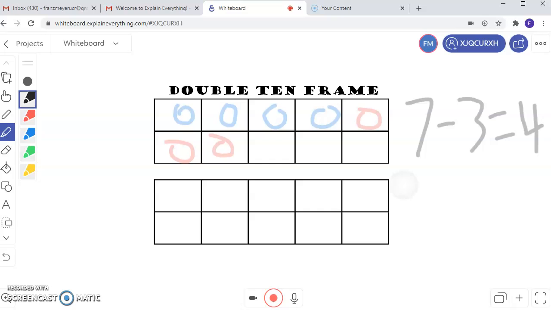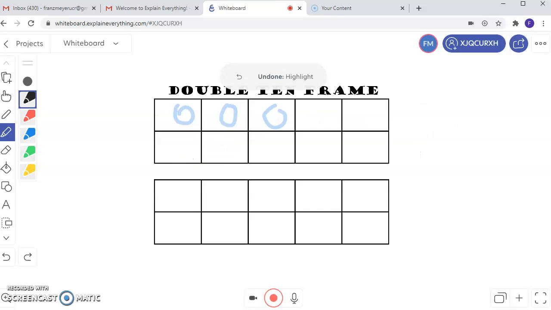Now, what if we took away all the blue dots instead? Let's try that. So how many dots do we have? We have 7 dots minus our 4 blue dots. Now, how many red dots do we have remaining, right? We've got 3 red dots. Now we can see that right here, our 3 and our 4 are getting reversed because they are getting subtracted from the main number. All right, so let's move on to our next problem.